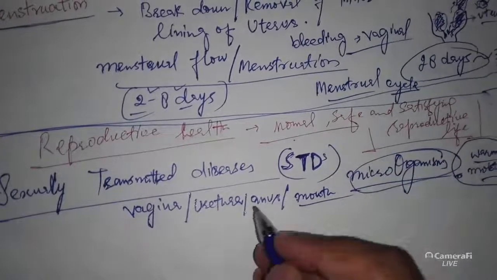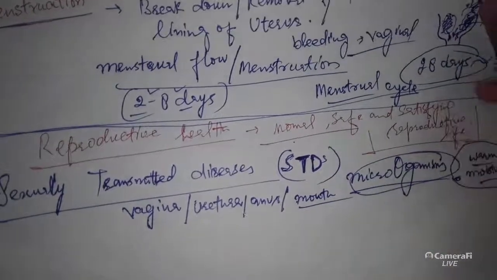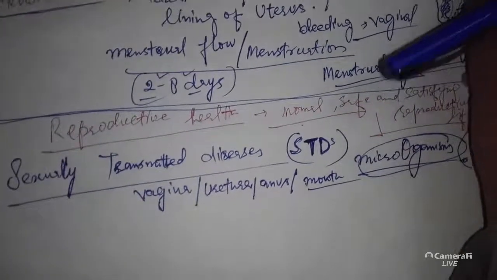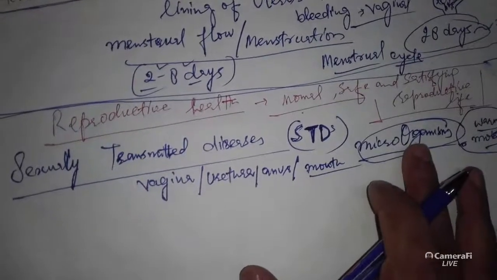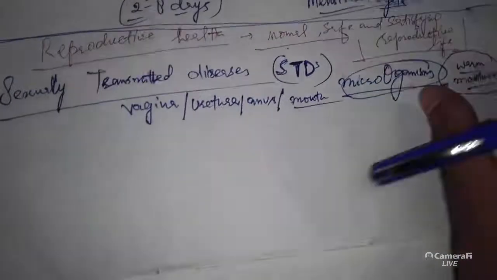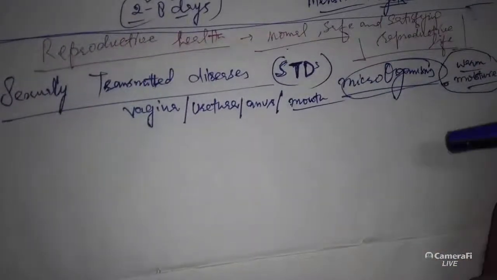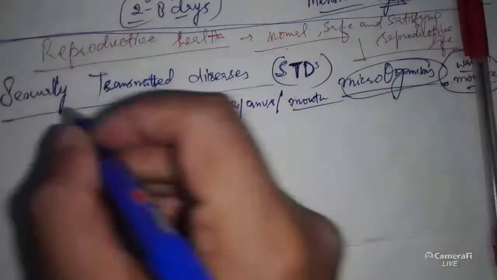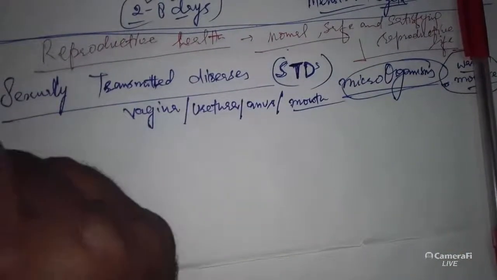So let us discuss some of the common sexually transmitted diseases, which are very important to be known to us. So what are those sexually transmitted diseases? They are: number 1, gonorrhea.